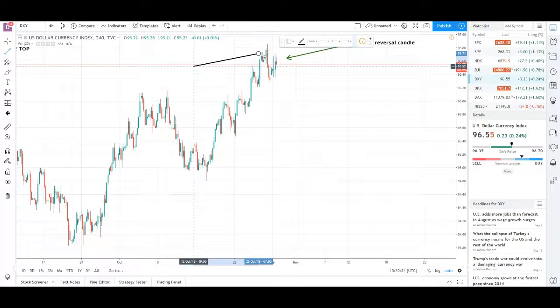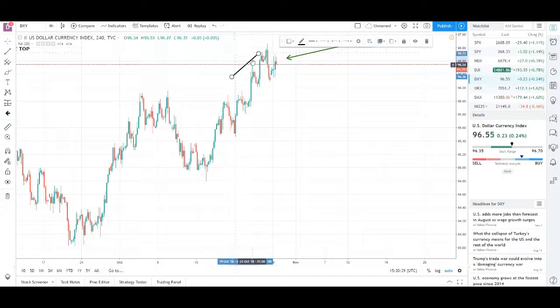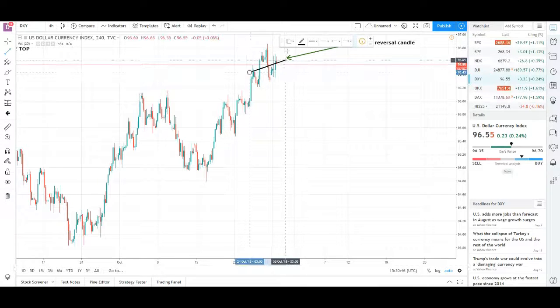Sorry, my bad. One sec. So this is the head. My computer has not been switched off in a while and it's just acting funny. So here it is. And finally, price action is starting to go down.